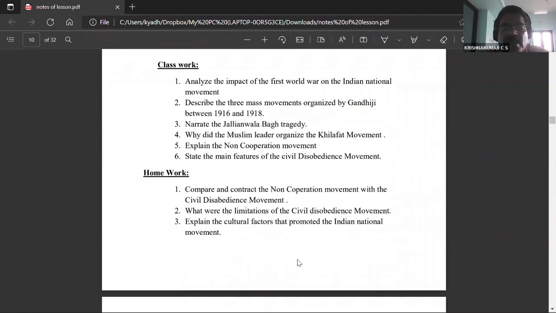Homework can be given. Compare and contrast the non-cooperation movement with the civil disobedience movement. Children need to compare these 2 important mass movements. Can you tell me what differences are there between non-cooperation movement and civil disobedience movement?